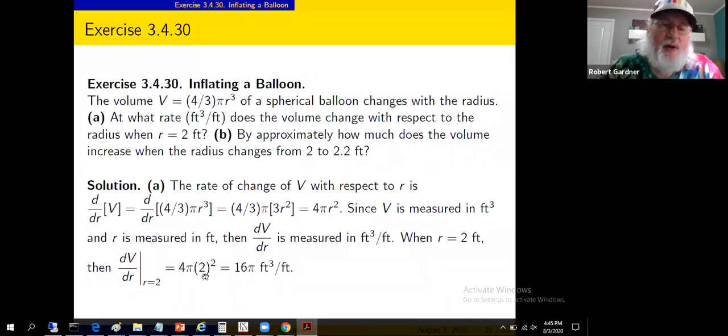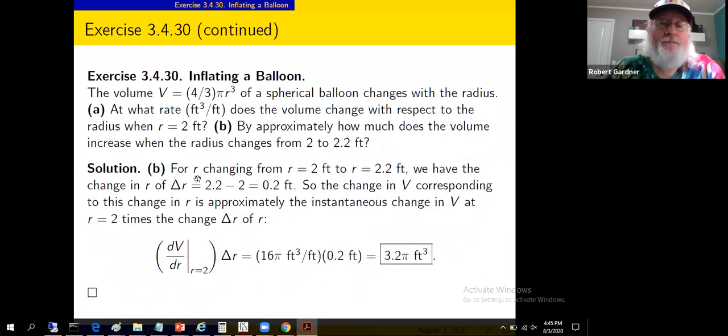Here's the derivative, 4 pi r squared, with r equals 2. That gives us 4 pi 2 squared, which is 16 pi, and we saw that the units would be cubic feet per foot. They wanted to know the rate of change. I should have put that in a box. There's the rate of change at that point in time.